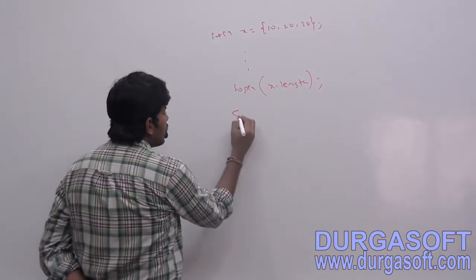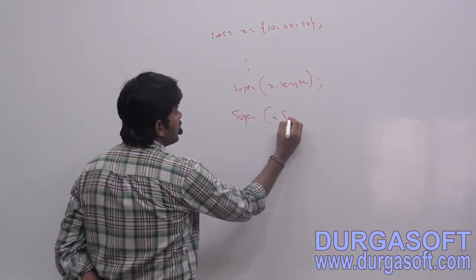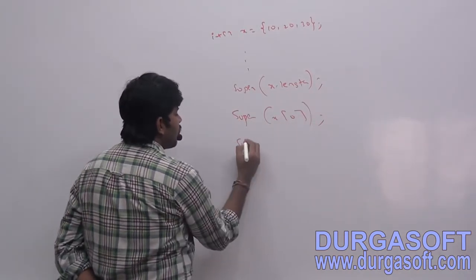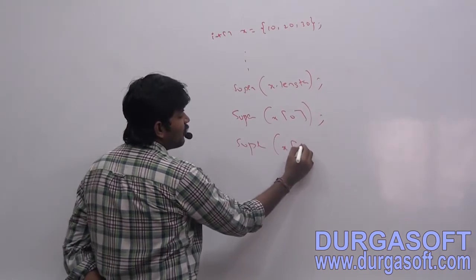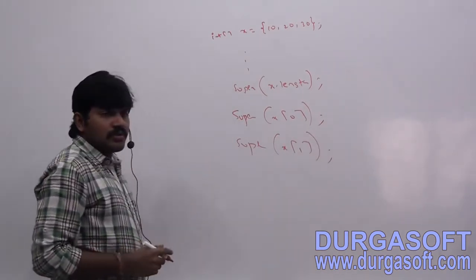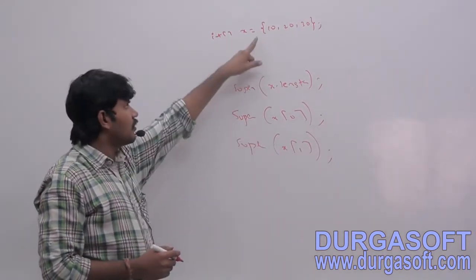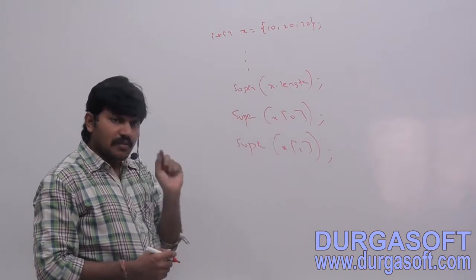Can you tell what is the first element? What is the first element? X of 0. Sir, what is the second element? X of 1. So every time we can use an array by using its name only.